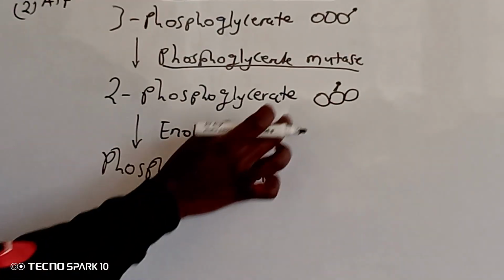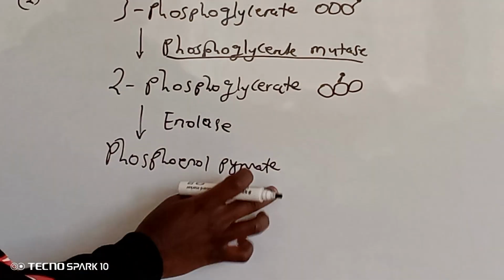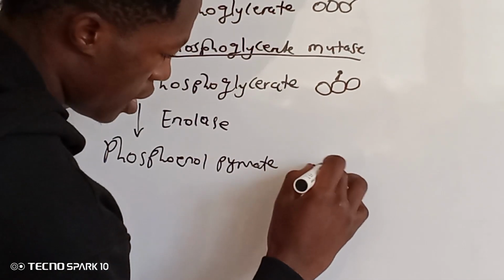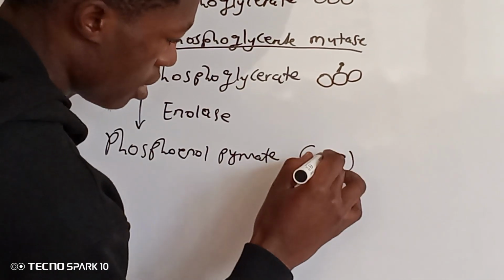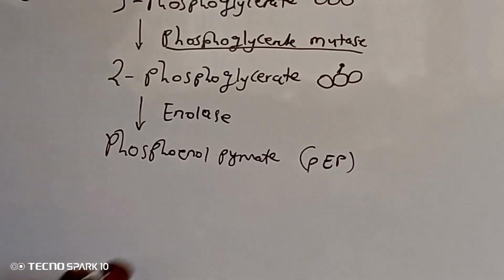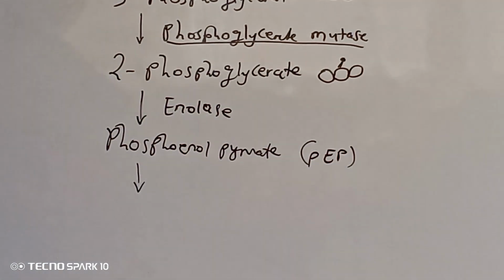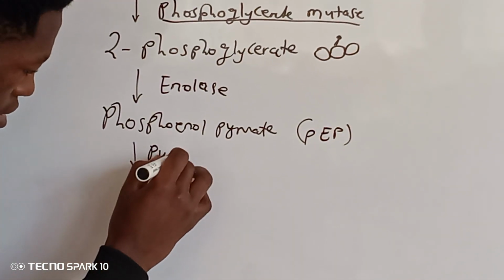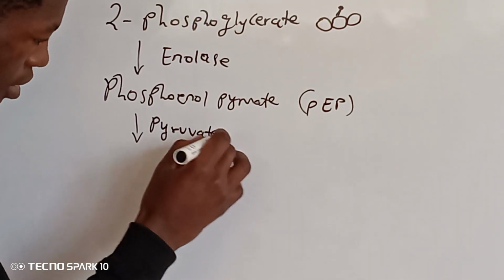Enolase enzyme is going to act on 2-phosphoglycerate to give us phosphoenolpyruvate, or you can just see it in some books abbreviated as PEP. Phosphoenolpyruvate is going to be acted upon by another enzyme. This enzyme is called pyruvate kinase.